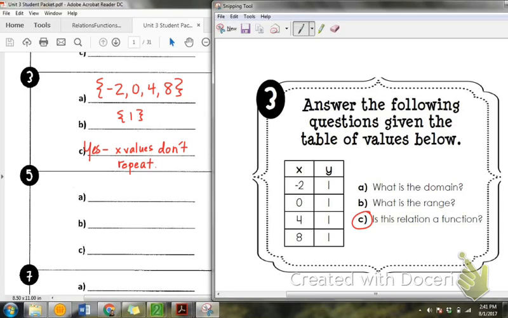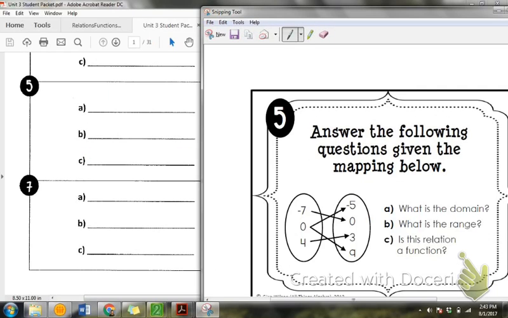So yes, x values don't repeat. Okay? Questions on that one? Easy peasy. Number 5. So you need to be on number 5 now. Not number 1, not number 3, not number 7, but number 5. Okay, in the box for 5.